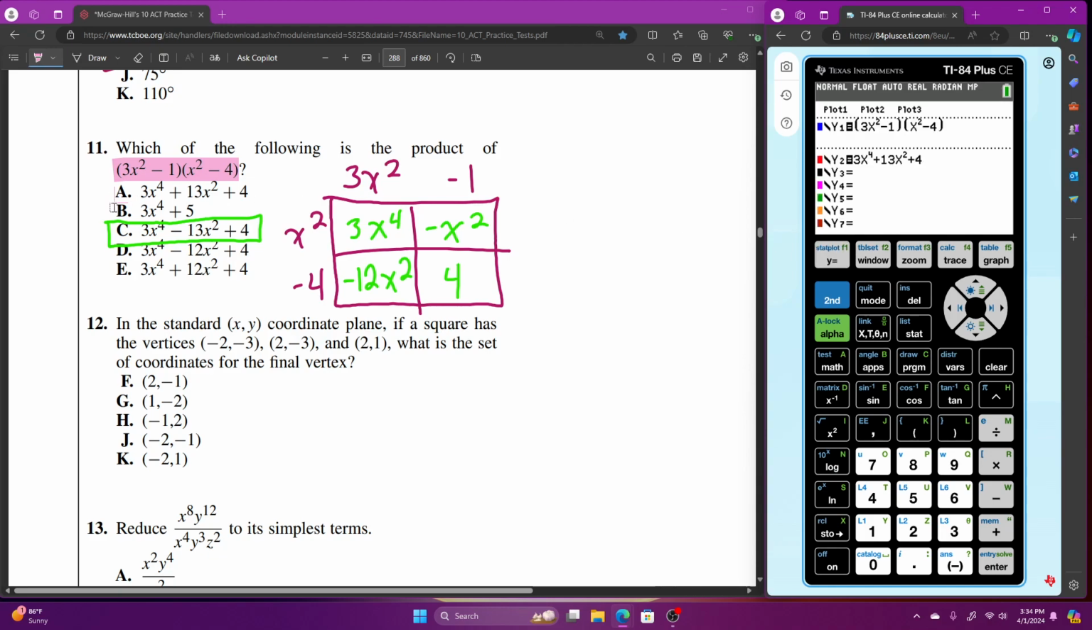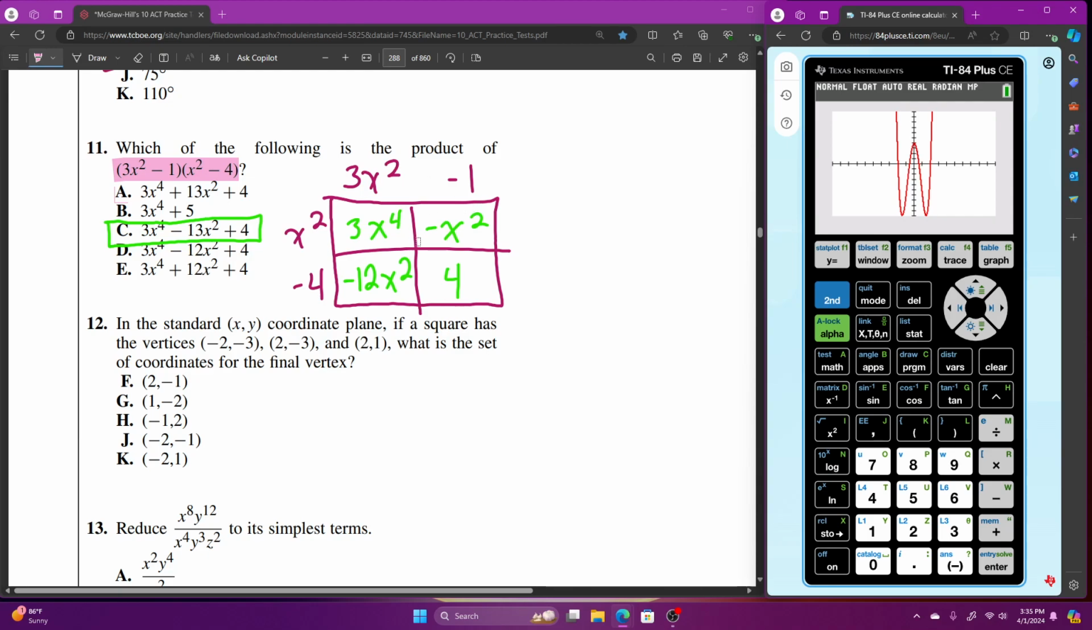And I would skip B because C looks a lot closer to A. And the only thing you have to change to check it is that plus sign to a minus, and then when you graph it, you can see very easily on the color edition calculator that C is a match, and we already knew that was the answer by doing the area model.